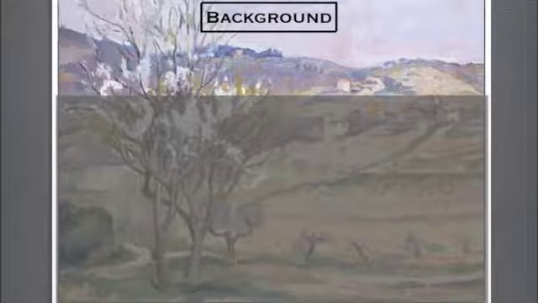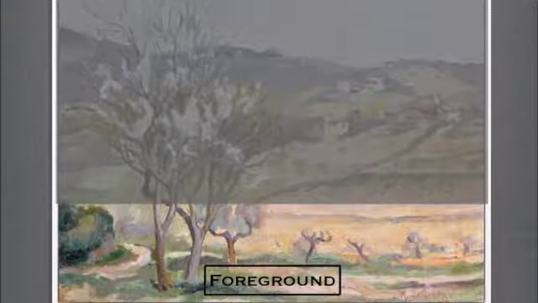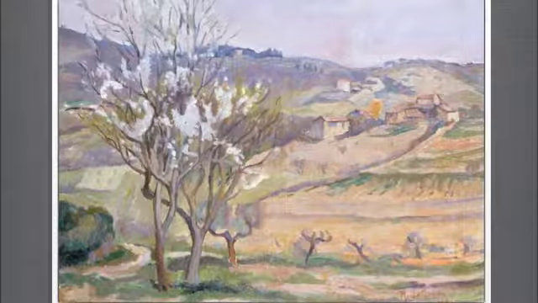Placing objects higher or lower on the picture plane also creates perspective. The top area contains the background, and it is the farthest away. The middle ground, just as it sounds, is in the middle, and then the foreground is found at the bottom and includes the objects that will appear closest to the viewer. We think we see space, but it isn't actually there. The paper is flat.